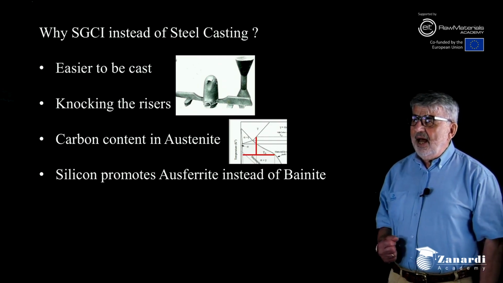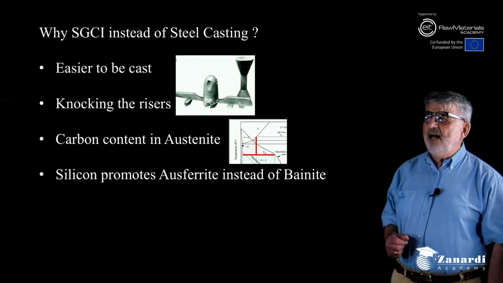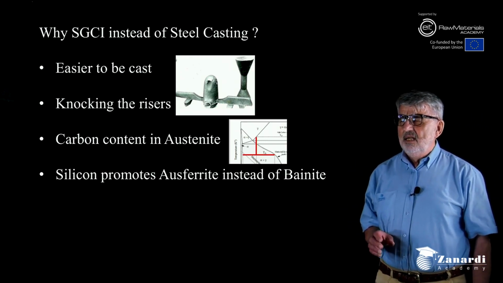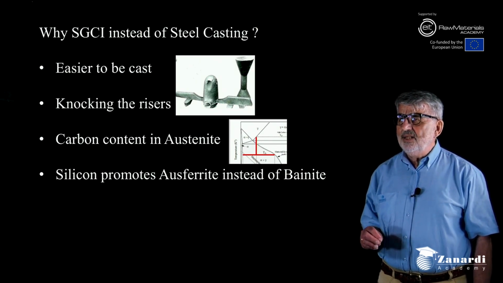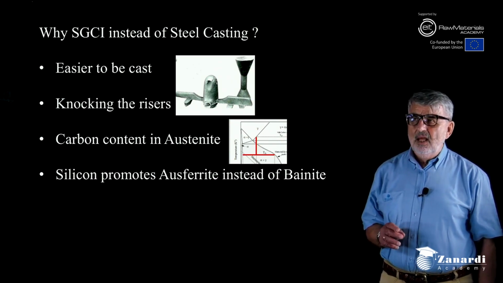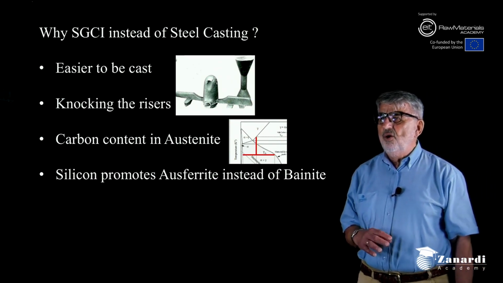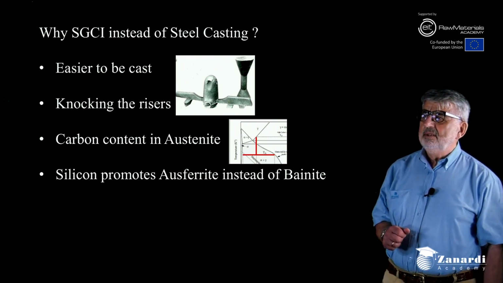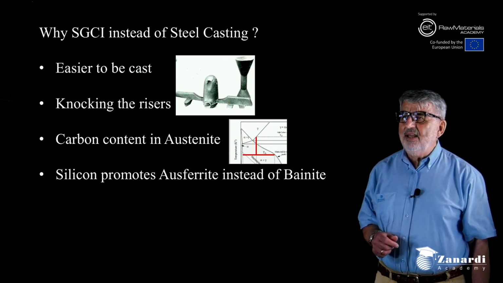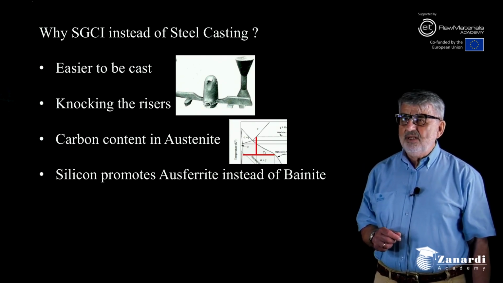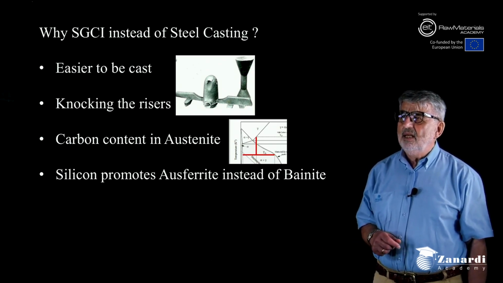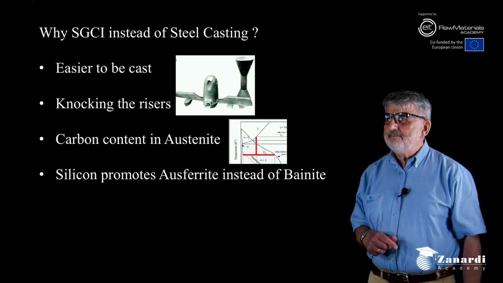With spheroidal graphite irons, we have the carbon sinks, the spheroids, from where the carbon can migrate into the matrix and saturate the matrix to the maximum solubility in the austenite curve at a given temperature. That makes possible for spheroidal graphite cast iron castings heat treatments such as austempering that are not possible in the same way with steels.